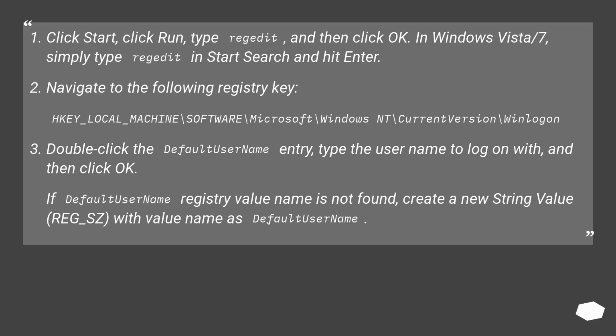Double-click the DefaultUserName entry, type the username to log on with, and then click OK. If the DefaultUserName registry value name is not found, create a new string value, REG_SZ, with the value name as DefaultUserName.